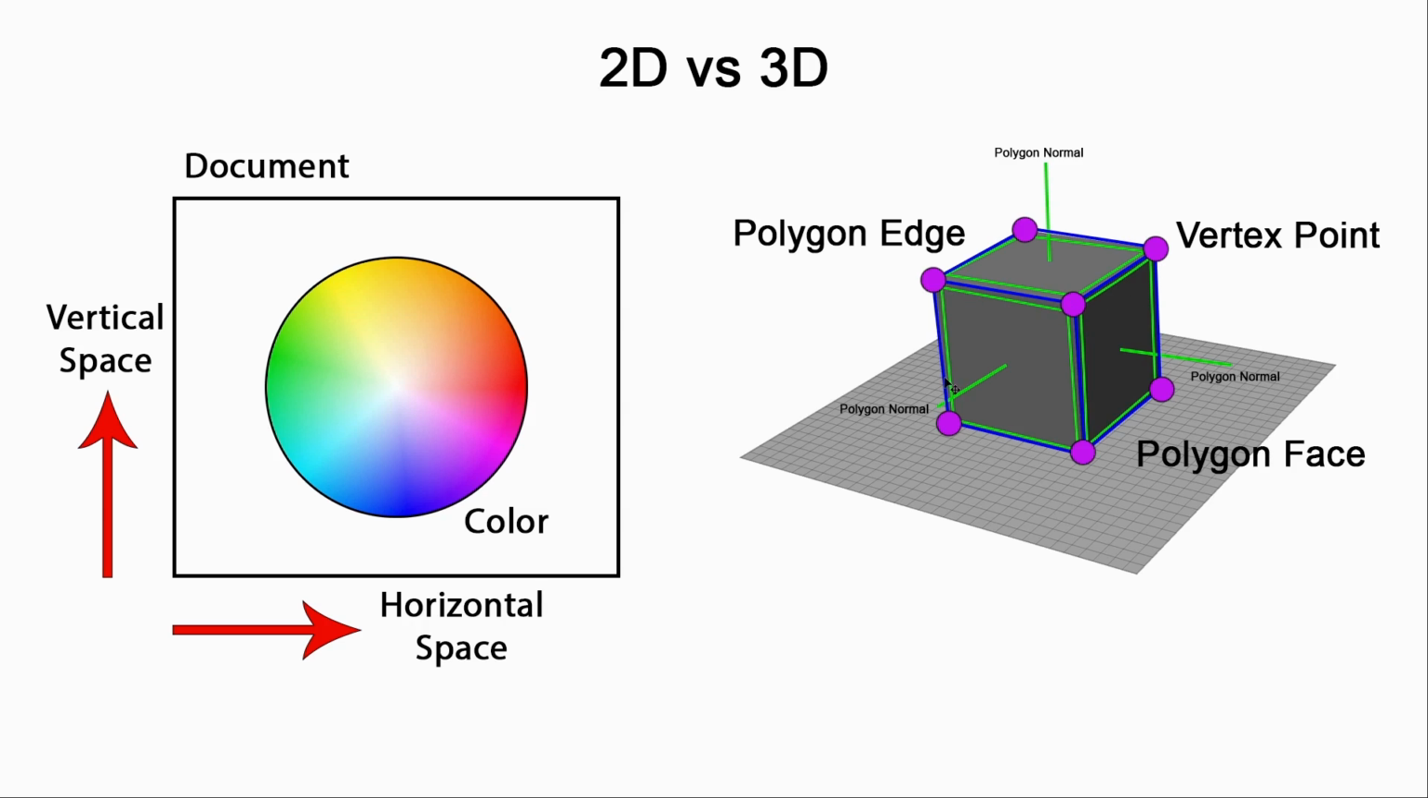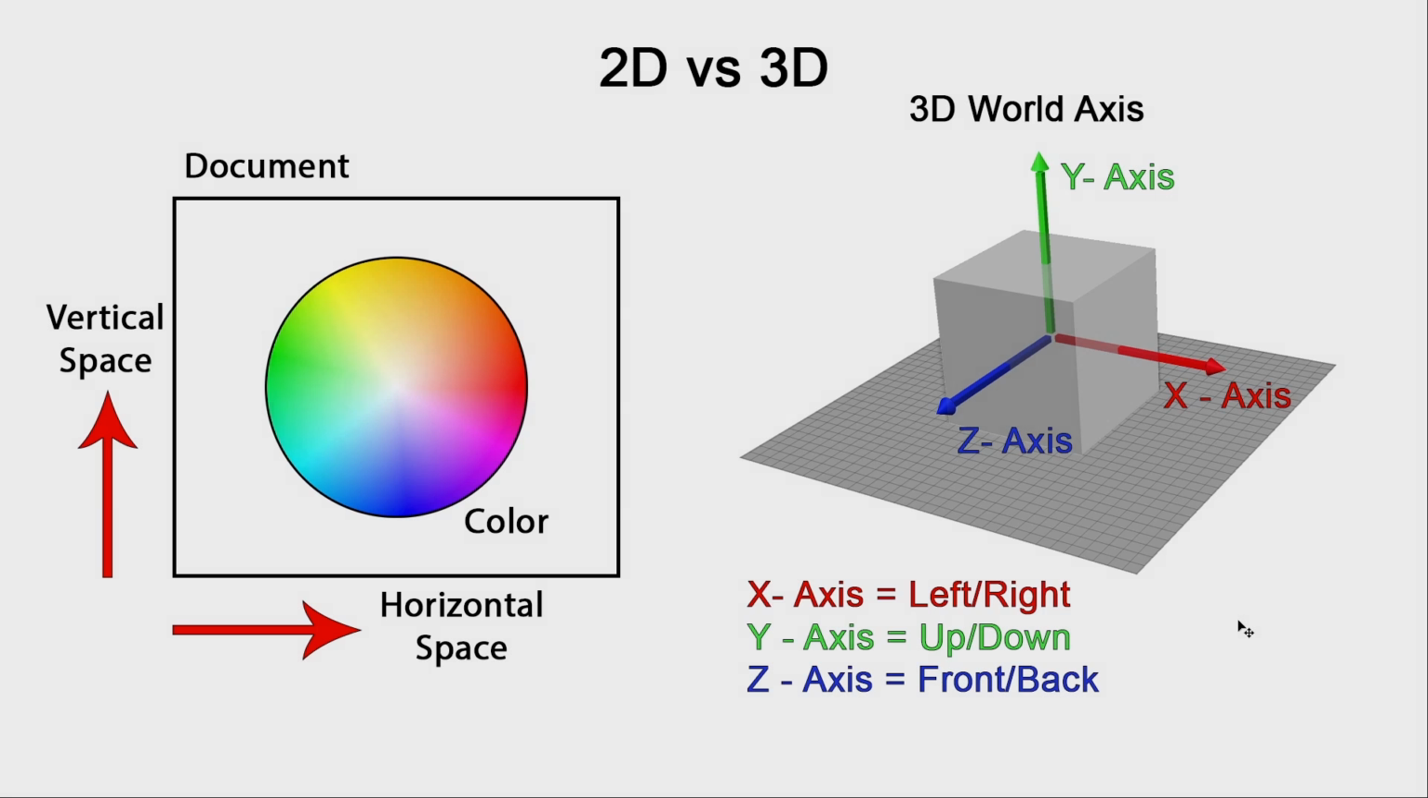So you can see these blue lines are indicating a polygon edge. So in essence, a 3D mesh or shape is made up of a polygon face, which has polygon edges leading to a vertex point. So now that we have a basic understanding of what makes up a 3D mesh, let's take a look at those world axis points.